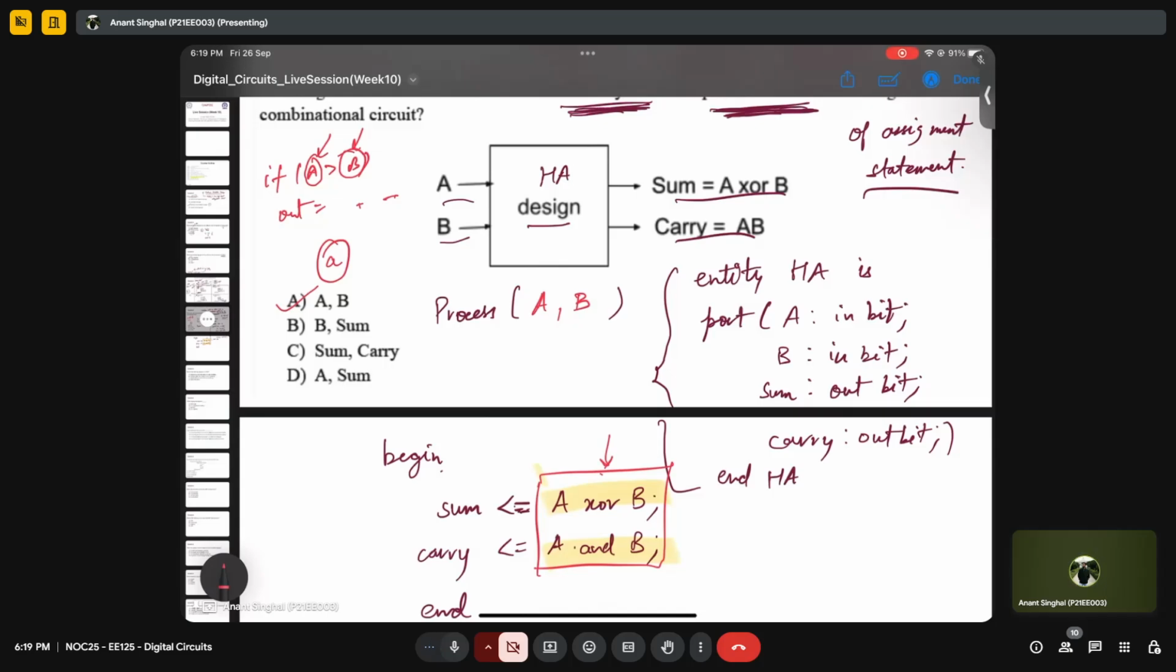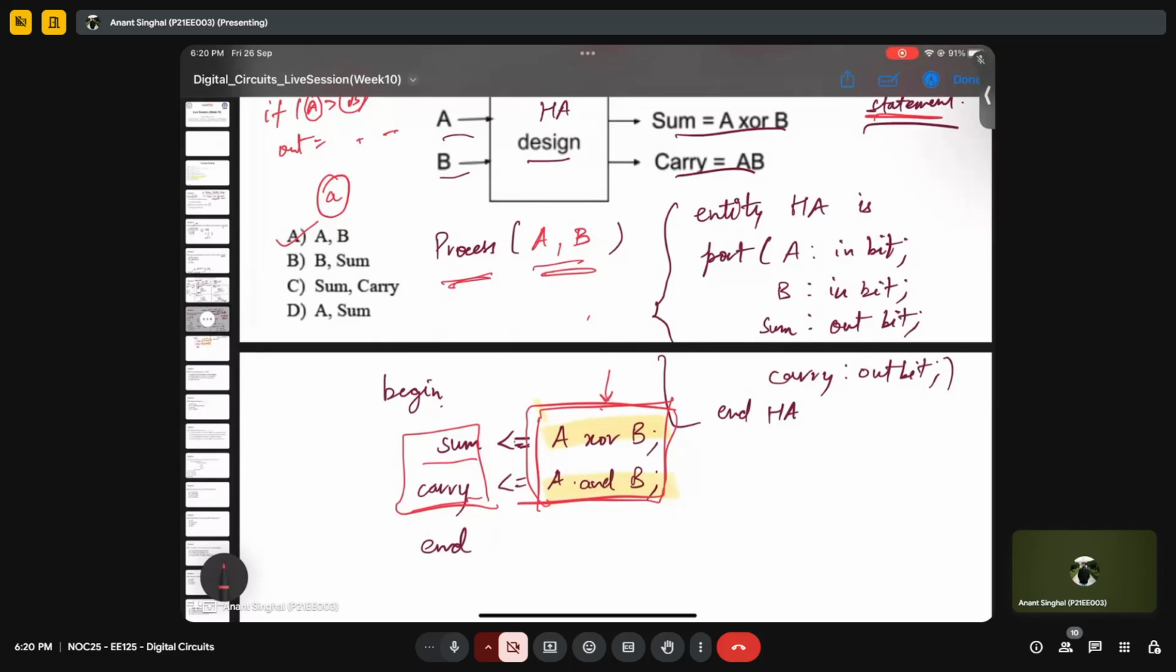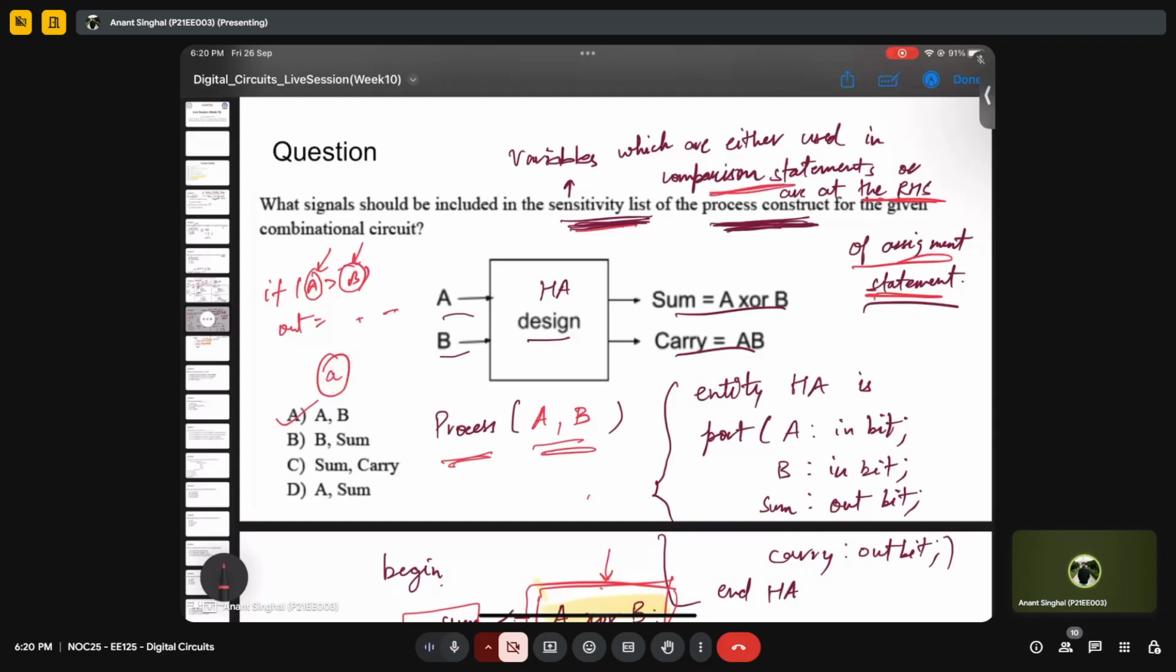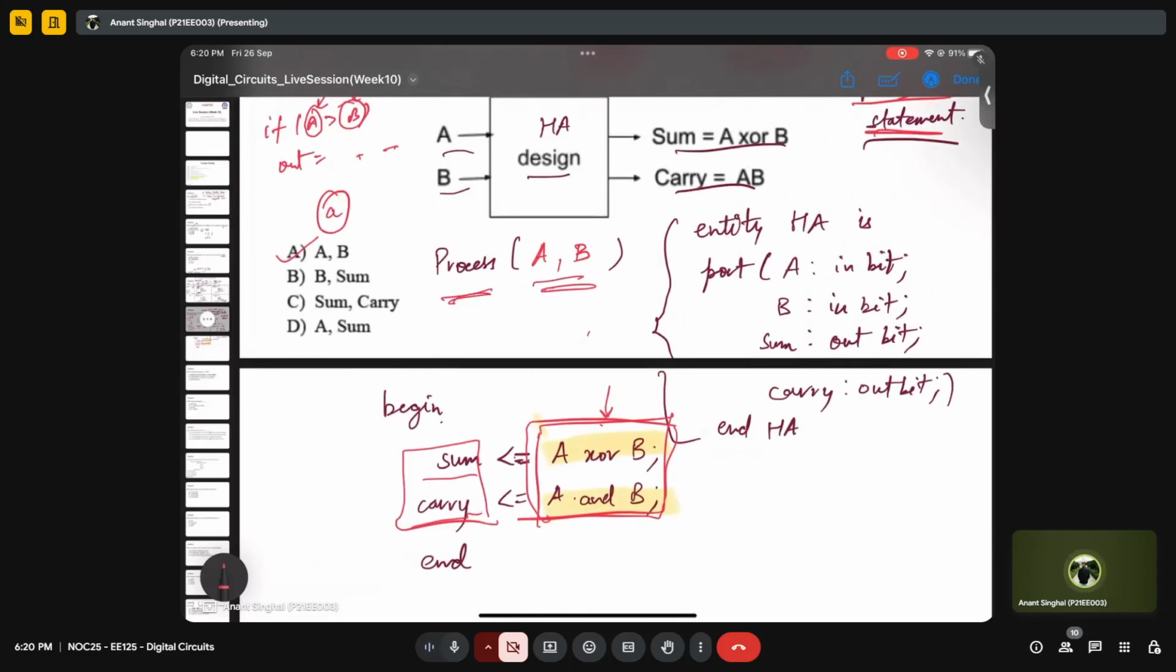Okay, maybe, sir, again, please explain once more why sum and carry will not be included. Sum and carry are on the left hand side of the assignment, right? As I said, the process construct only contains the variables which are on the right hand side of the assignment statement. On the right hand side we only have A and B. There could be one more case where we have a comparison statement. I'll give you an example later, I think I have a question related to that that will help you in understanding. But this should be clear about the right hand side of the assignment.